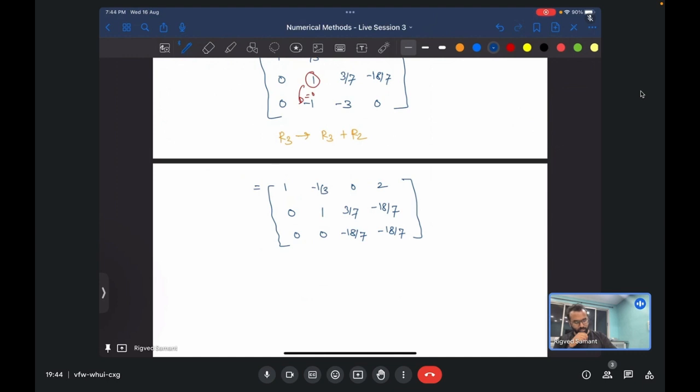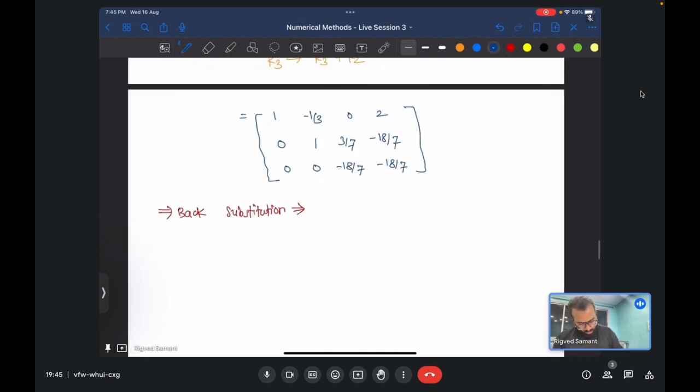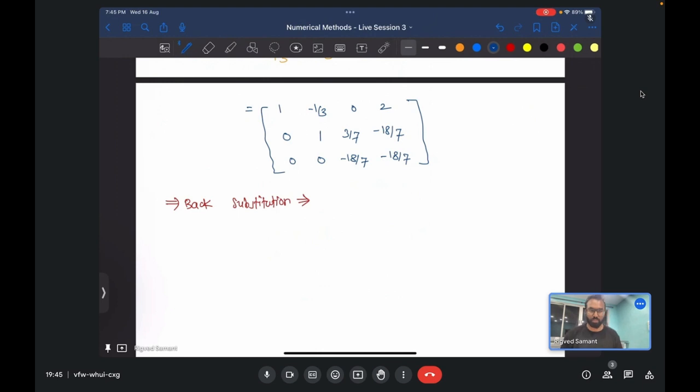So for this third diagonal element, there is nothing here. So our algorithm stops here. Okay. So we will have to just do back substitution.